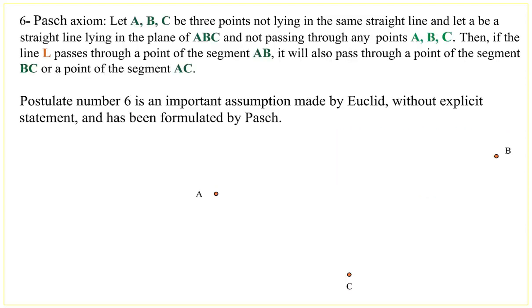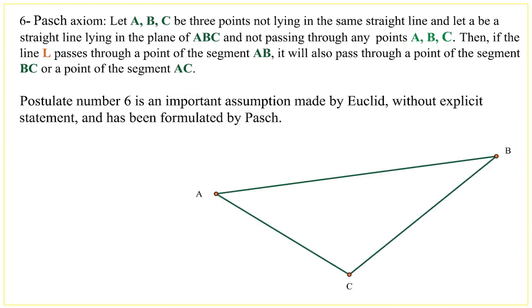6. Pasch axiom. Let A, B, C be 3 points not lying in the same straight line, and let L be a straight line lying in the plane of ABC and not passing through any of the points A, B, C. Then, if the line L passes through a point of the segment AB, it will also pass through a point of the segment BC or a point of the segment AC. Postulate number 6 is an important assumption made by Euclid, without explicit statement, and has been formulated by Pasch.